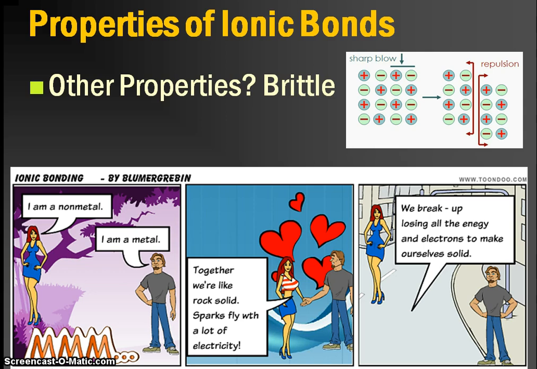Other properties of ionic bonds is that they're very brittle. You can see this diagram in the top right. If a sharp blow is given to an ionic solid, you can see how those atoms shift and those like charges meet, and then that gives you some repulsion, and that instantly makes a clean break. And you can see the love story and breakup example below. Again, between a metal and a non-metal. So we like to equate the metal to the male and the non-metal to the female.